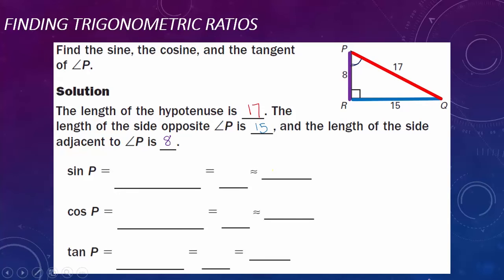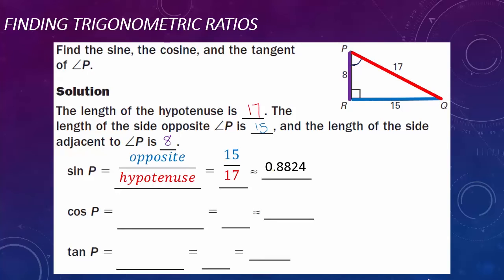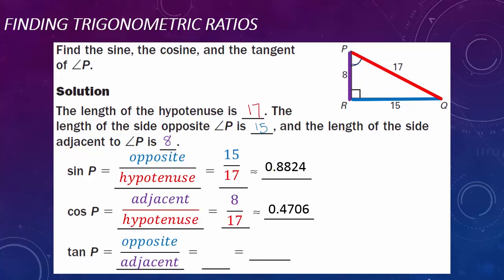To find sine P, we know that it is the opposite over the hypotenuse. Opposite length is 15, hypotenuse is 17. Plug that into your calculator. 15 divided by 17 is approximately 0.8824. Cosine of P is your adjacent over your hypotenuse, which is 8 over 17. Plug 8 over 17 into your calculator, you get 0.4706. And then tangent of P is your opposite over your adjacent, which is 15 over 8, which plugged into your calculator, you get 1.875.